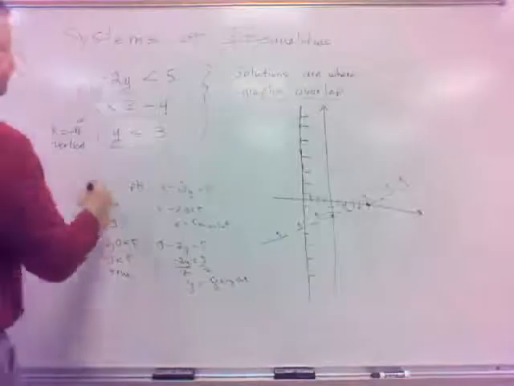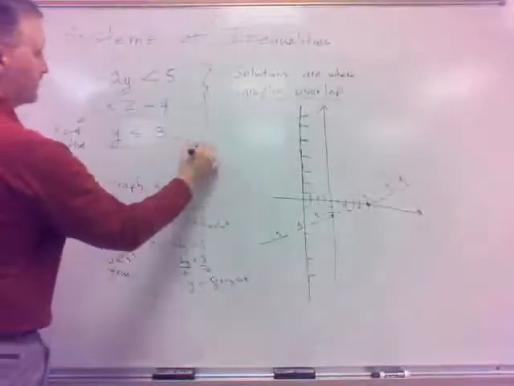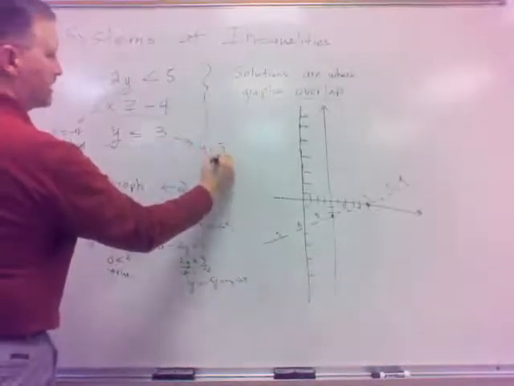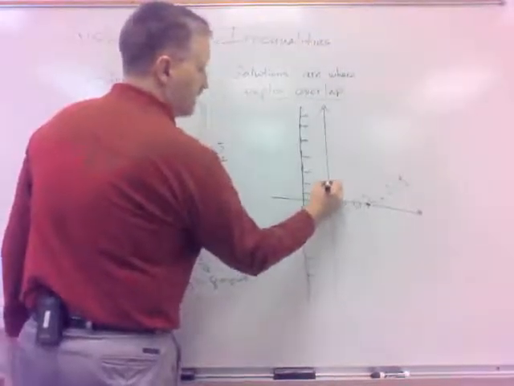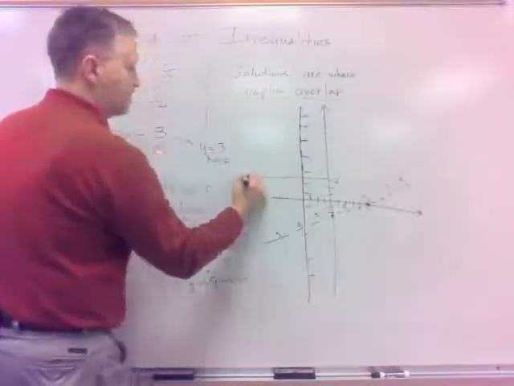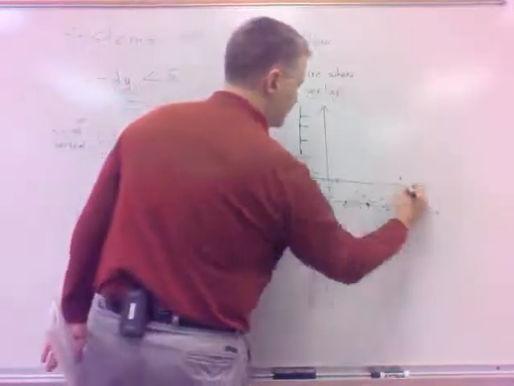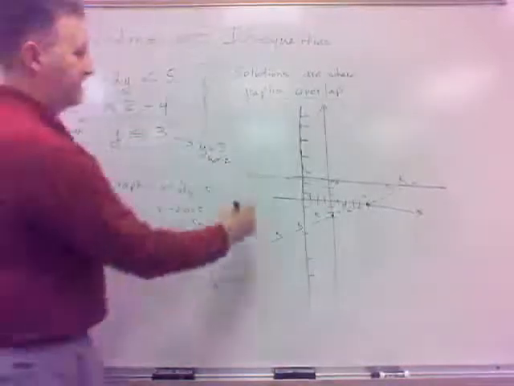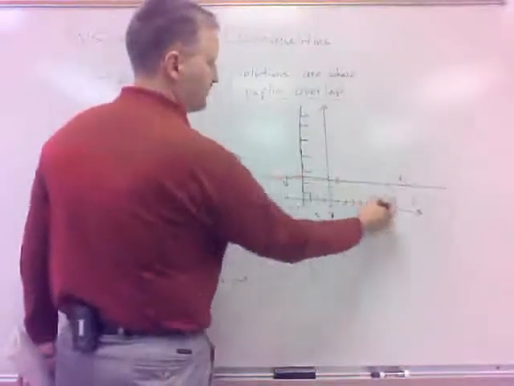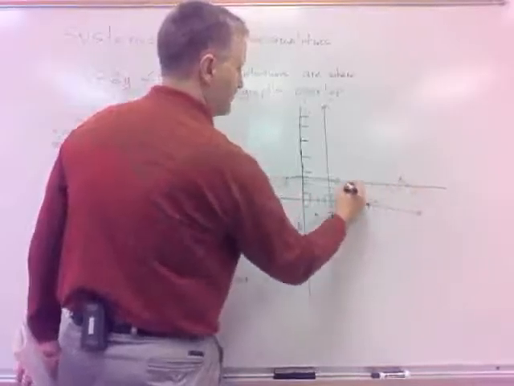y is less than or equal to 3. Well, y equals 3, that's a horizontal line. y equals a number is always horizontal. So at y equals 3, and I want less than, so what am I looking at as far as the overlap of all three?